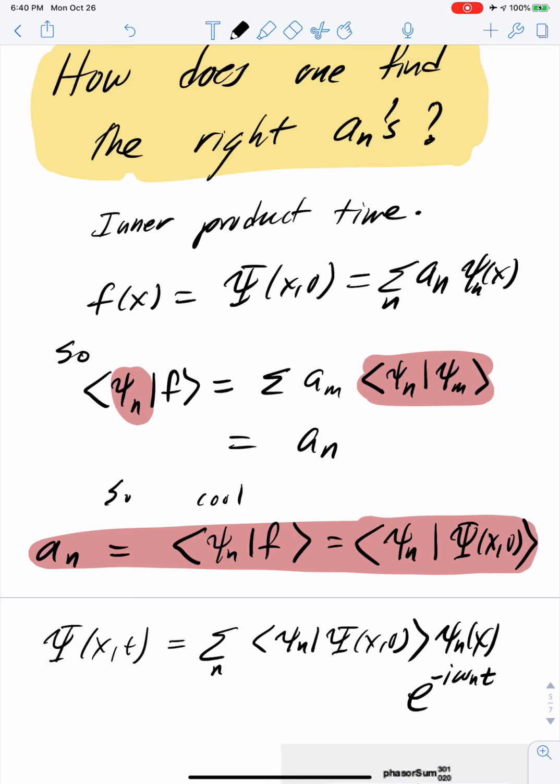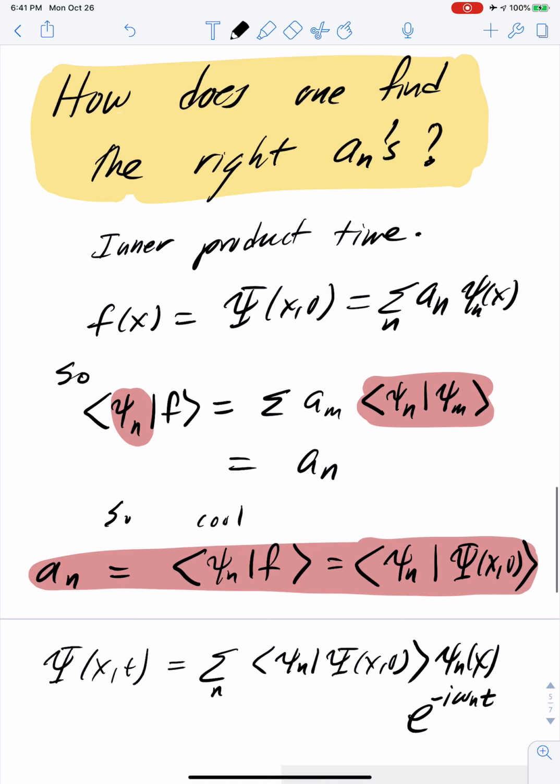And like I indicated before, this sort of technique doesn't just work in quantum mechanics. It works in many, many different physical systems. For example, if you had a membrane that was vibrating, you could use the same technique to find the general motion of the membrane. Okay, so that's the general solution. That's all there is to it.